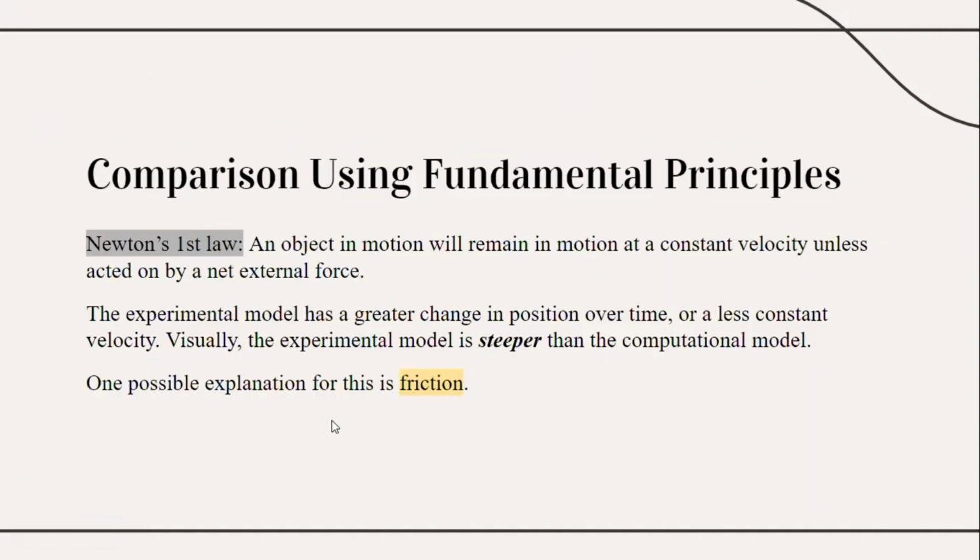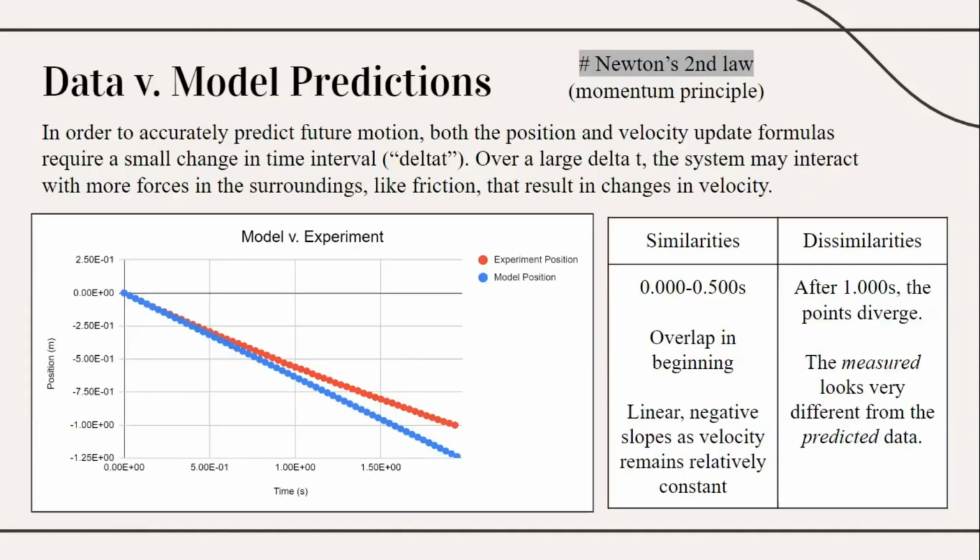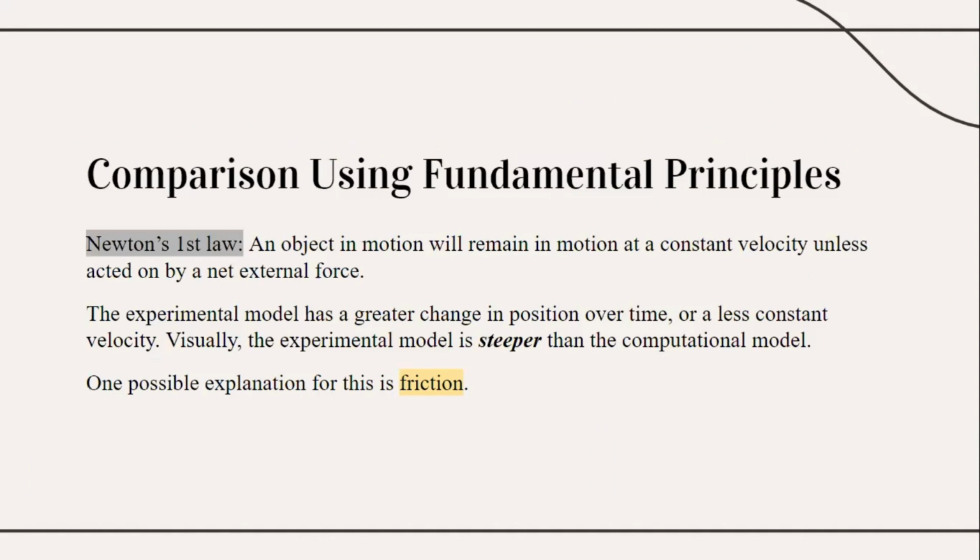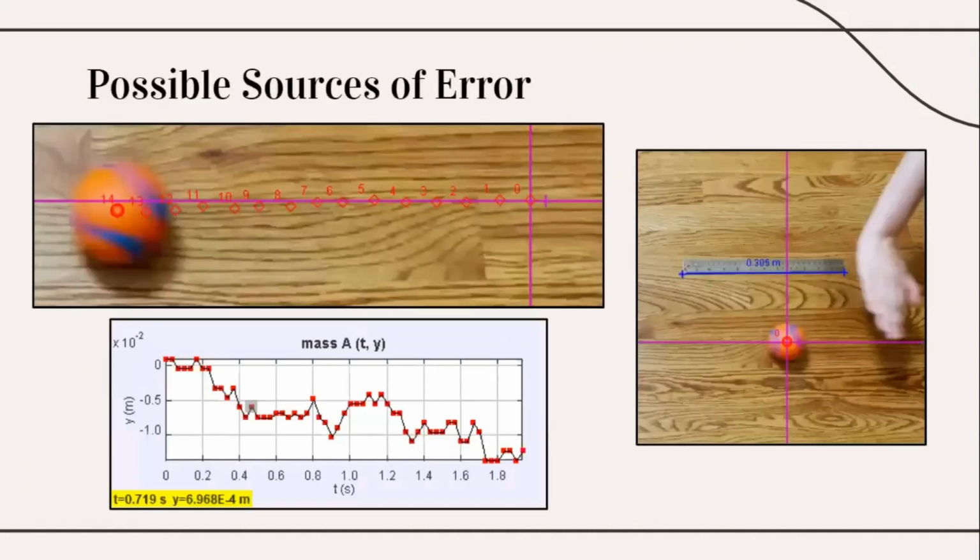We can also see this first law, that it should say flatter, since red is the experiment model. One possible explanation for this difference could be friction, since friction is not accounted for in the model position, as generally friction would not interfere with that, but it does in the real world. So that's why there's a difference.